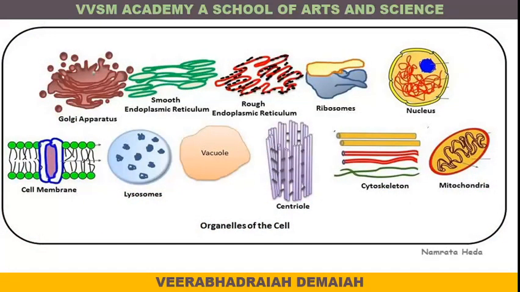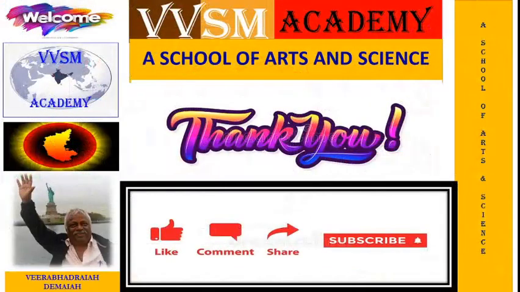Yes, my dear friends, as you know, a group of tissues gives organs, and I will give a brief outlook of the different types of organs. Golgi apparatus, smooth endoplasmic reticulum, rough endoplasmic reticulum, ribosomes, nucleus, cell membrane, lysosomes, vacuole, centriole, cytoskeleton, and mitochondria. The mitochondria is the powerhouse of the cell, as you know. In the forthcoming classes, let us discuss the mitochondria and other things.